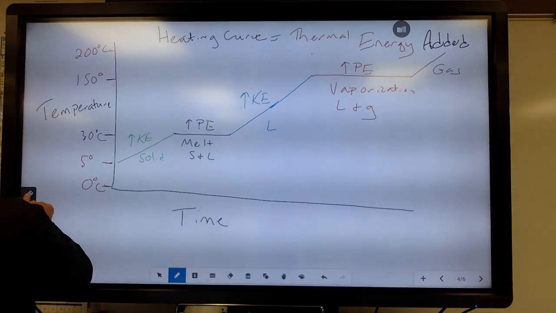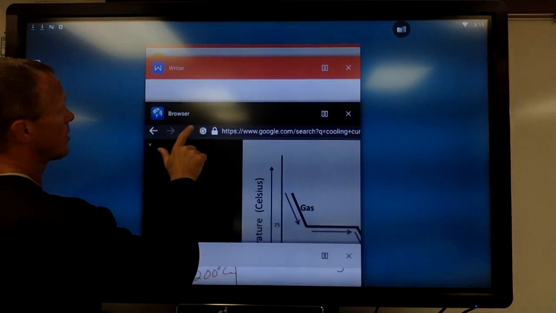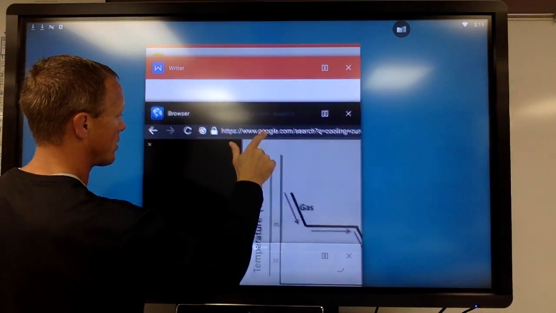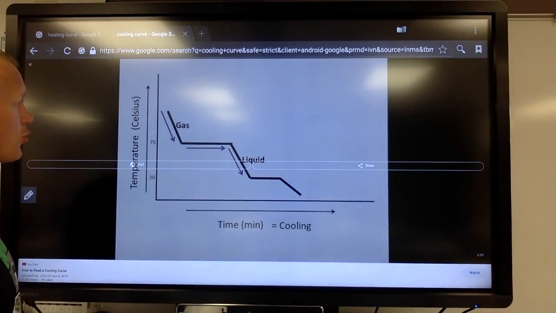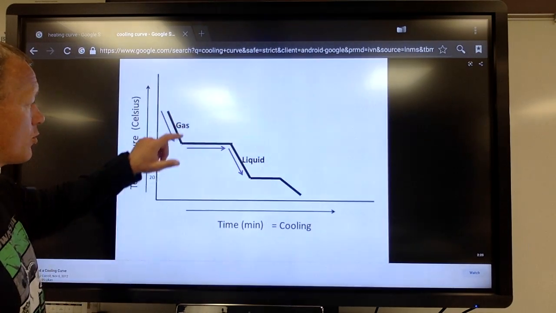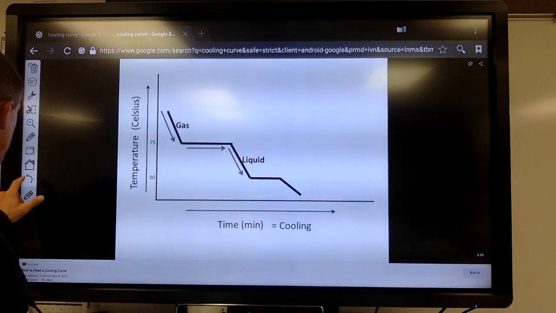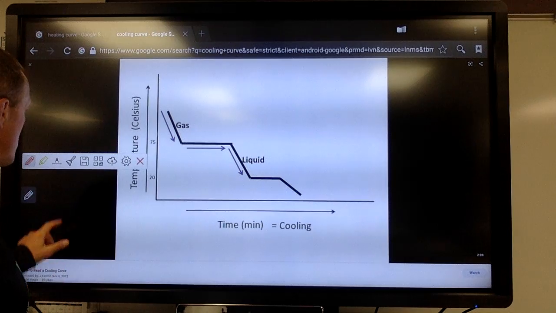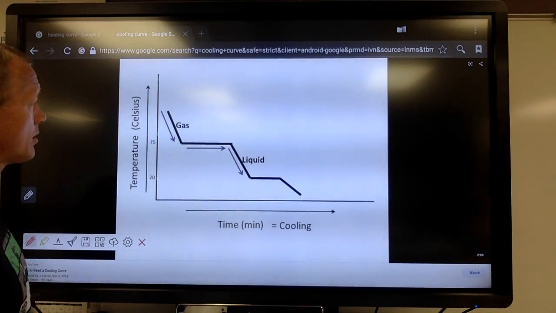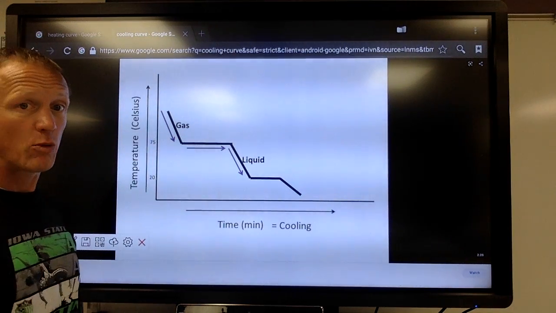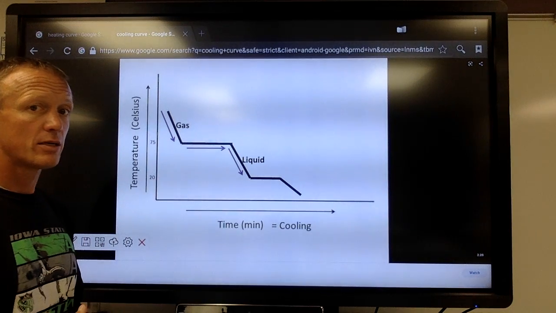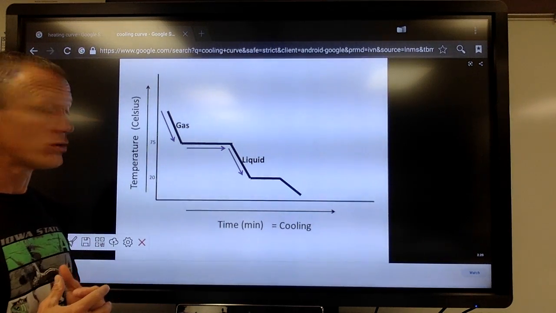Let me show you one other one. So here is a cooling curve. Okay, here's a cooling curve. So now we're starting with the gas, and we're taking heat out, we're removing heat. Okay, we're cooling it. So we're cooling this gas.